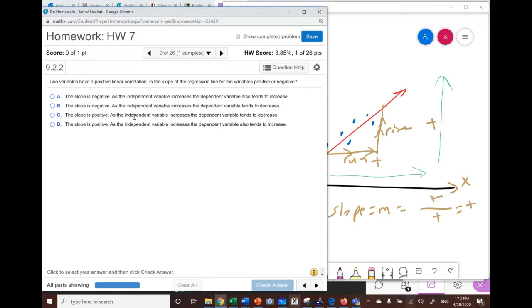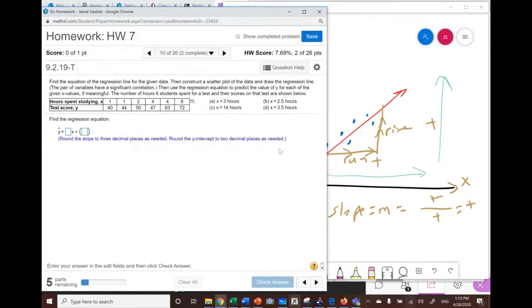So in this case, as the independent variable increases, the dependent variable, which is Y, tends to decrease. That's not true. It's not decreasing, it is increasing. As the independent variable increases, the dependent variable tends to increase also. So that is the correct answer.